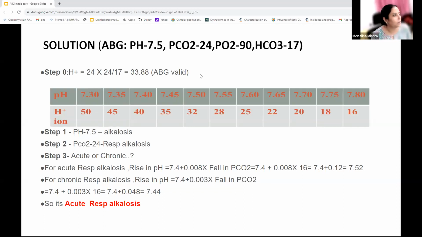Okay. So this is how you calculated if the ABG was valid or not. As your bicarb was 17, H plus was 33.8. So it is somewhere between this. So the pH will be 7.5 to 7.55 and it is 7.5. So it is valid. And after that, you found out that it is respiratory alkalosis.